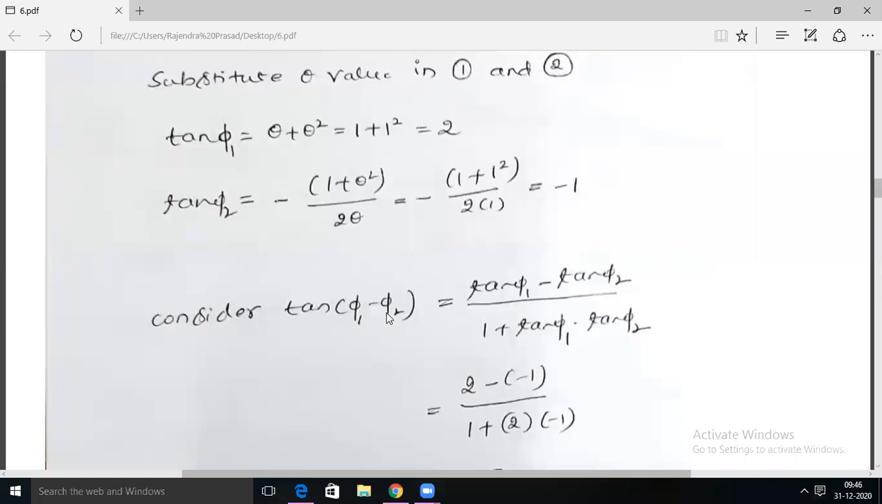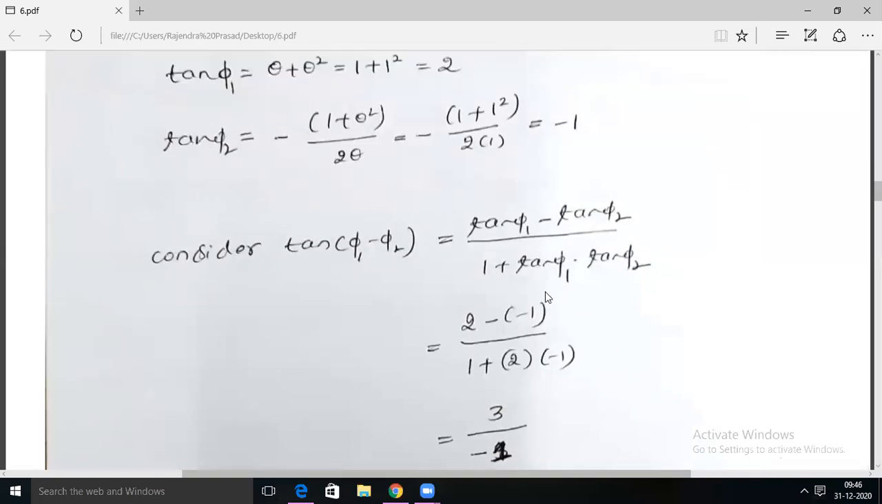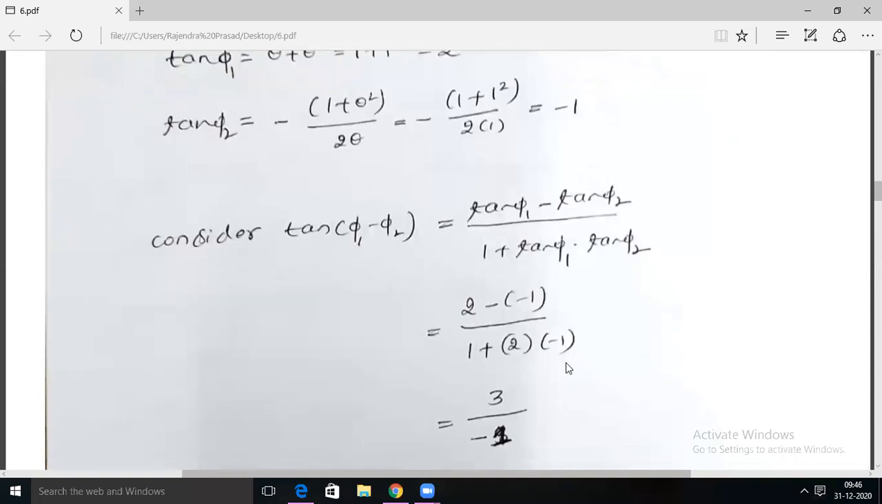Tan of phi 1 minus phi 2 is equal to, we know, tan phi 1 minus tan phi 2 upon 1 plus tan phi 1 into tan phi 2. We have tan phi 1 is equal to 2, tan phi 2 is equal to minus 1. Substitute here.